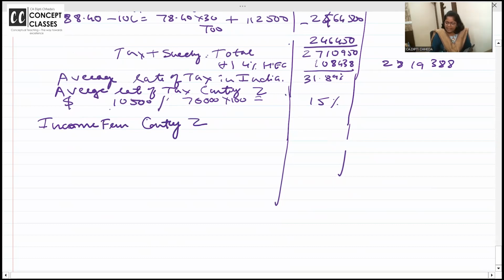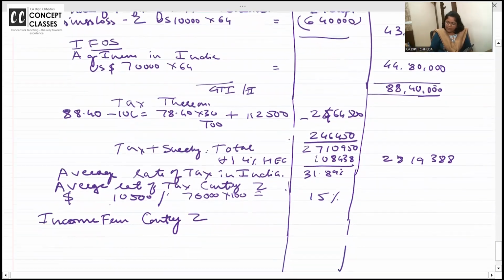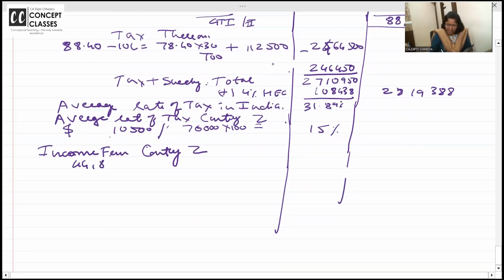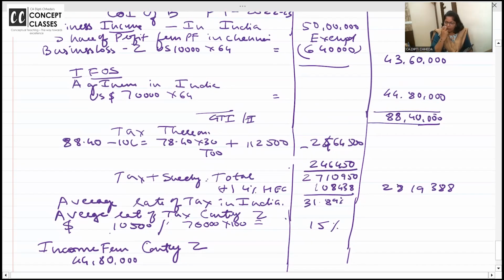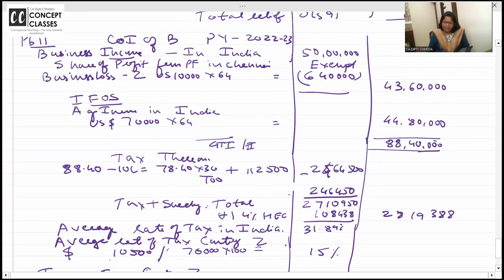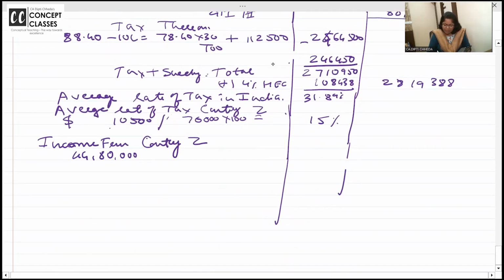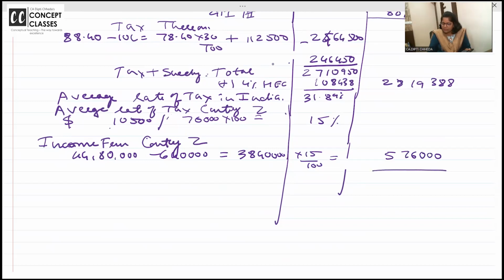Income from country Z. एक तो इनका डिविडेंड इनकम है, देखो. 44,80,000 is the dividend income. और क्या इनकम है? लॉस है जो सेट ऑफ किया है 6,40,000. So what is the net income? 4480 minus 640, 38,40,000 into 15%. 5,76,000 you will give the relief.